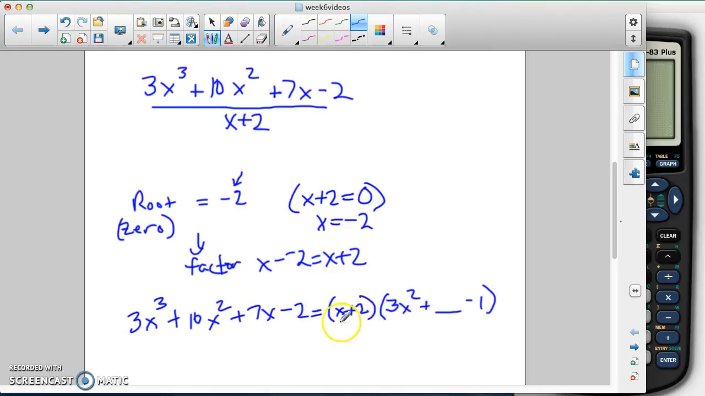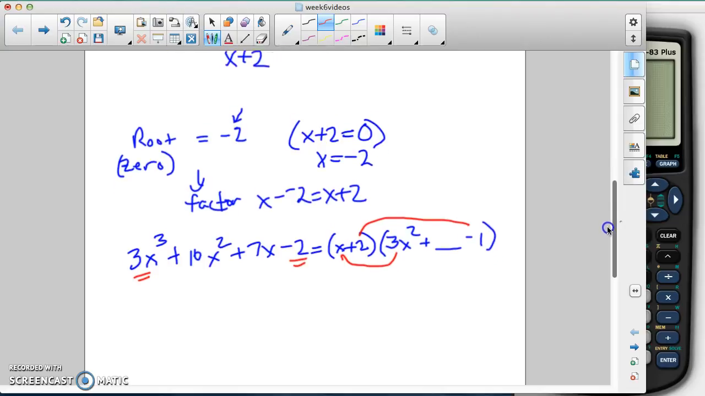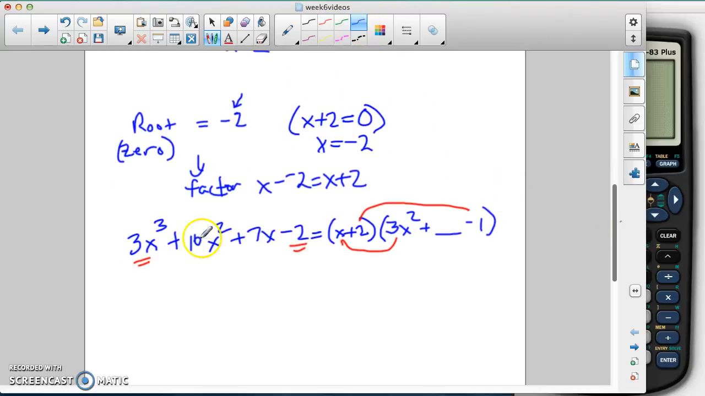Our first term would be 3x squared because 3x squared times x would give us this term. And our last term has to be -1 because 2 times -1 gives us this term. We'd have some term in the middle, some x term, that would give us this 10x squared and 7x. And that's what we're going to look at in our polynomial division. So we're going to start out with the long division symbol, just like we had before. We're going to write x plus 2 here, divided into 3x cubed plus 10x squared plus 7x minus 2.